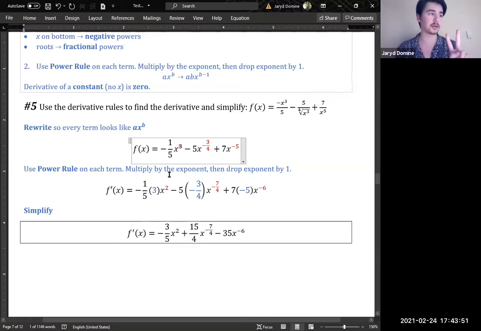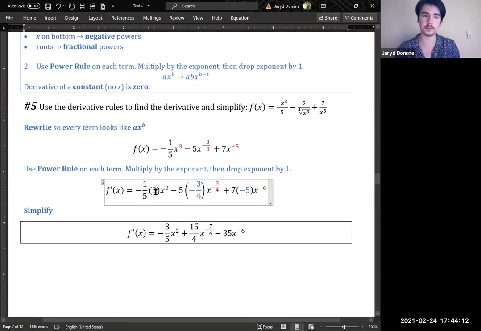So there are 2 steps to the power rule. First one, look at the exponent. You're going to multiply by that exponent, and then you're going to drop the exponent by 1. So for this first term, we have x cubed. We're going to multiply by the exponent, that's 3, and then we're going to drop the power by 1. So it'll be an x squared. So x cubed becomes 3x squared. That's the rule. That's the pattern. And then we leave this constant just out in front, multiplying by it.